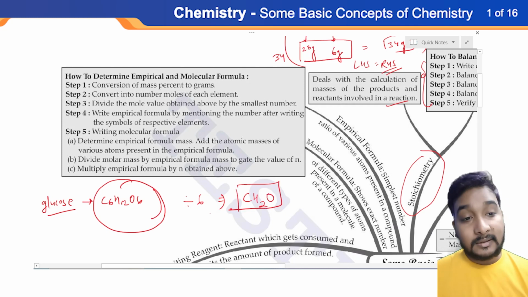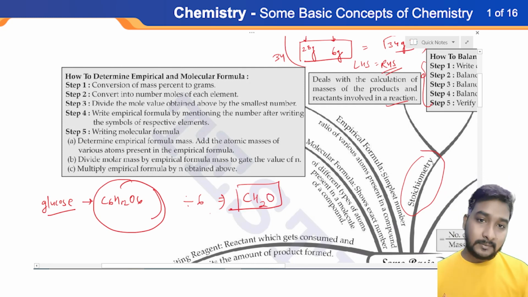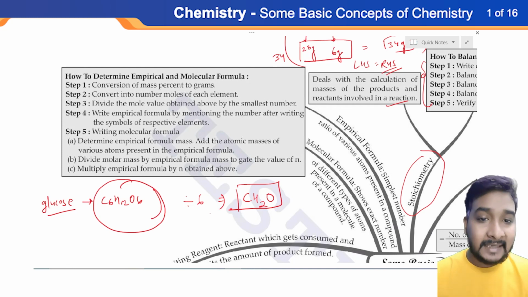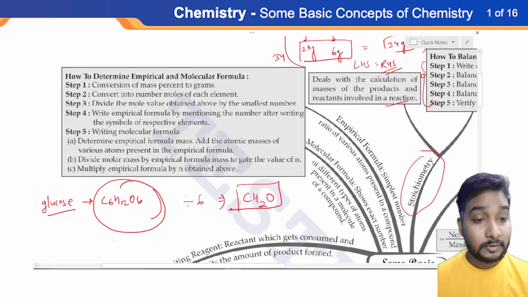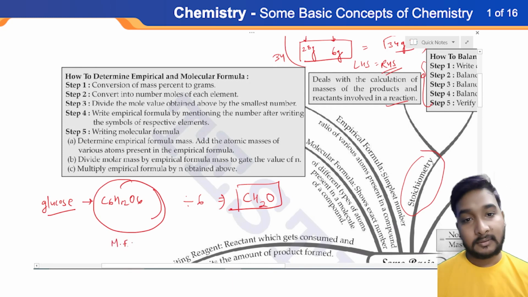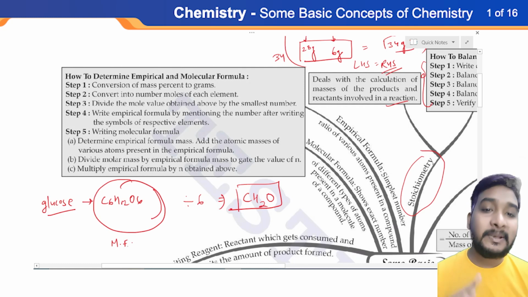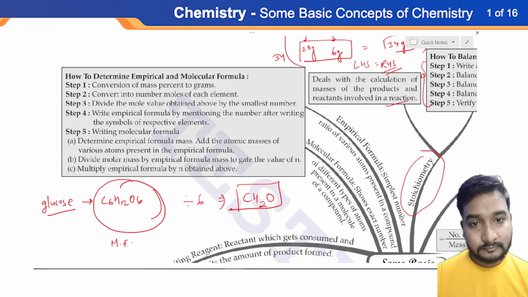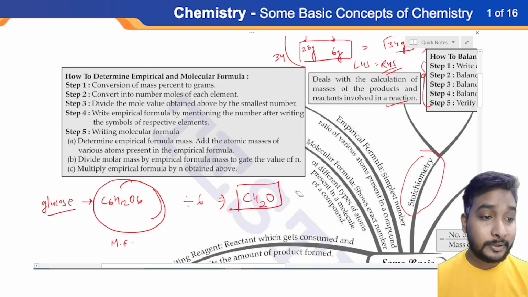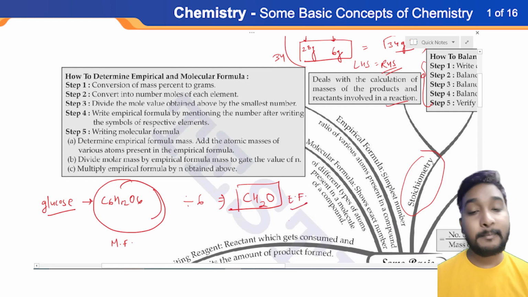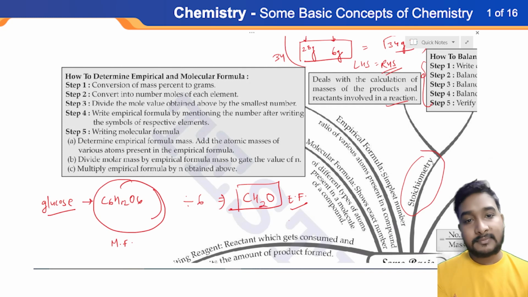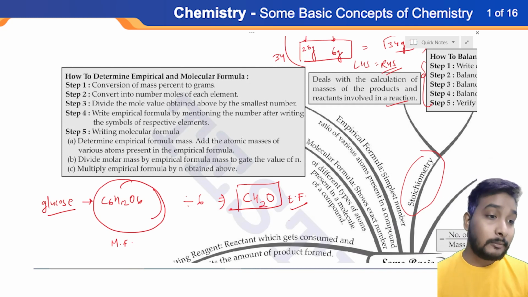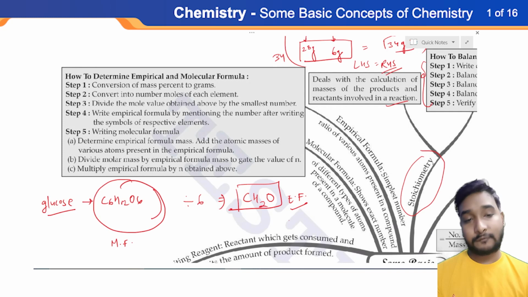Okay, so if any compound is given and you are explaining the exact number of atoms in that compound, it should be your molecular formula. But if you are simplifying that molecular formula with respect to simple ratios of atoms, it should be your empirical formula. Okay, so molecular formula describes the exact number of atoms in a molecule, but empirical formula defines the simplest form of any molecular formula.